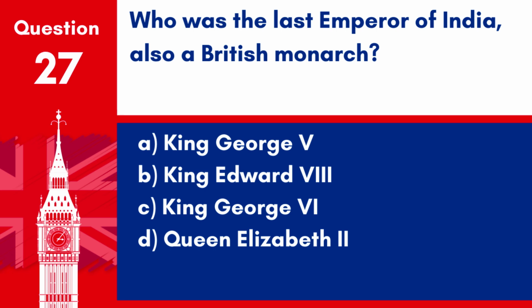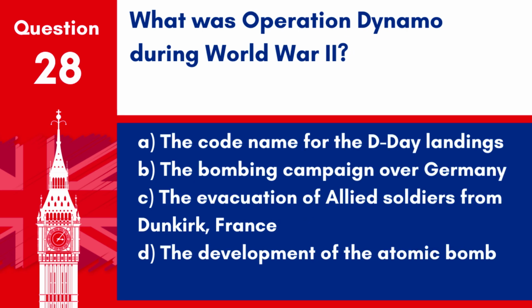Answer: C. King George VI. King George VI was the last Emperor of India. The title was abandoned in 1948 following the independence of India and the establishment of the Republic of India in 1950. Question 28. What was Operation Dynamo during World War II?